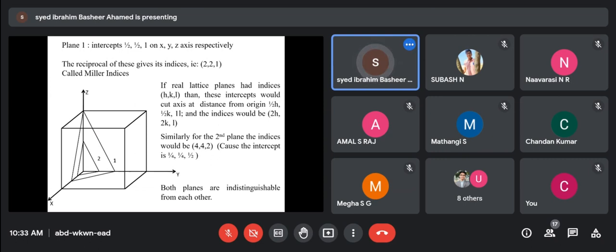It is intersecting the x-axis at a half distance, the y-axis at a half distance, and the z-axis at 1 unit translation. So I can say half, half, 1 on the x, y, z axes. The reciprocal of these intercepts is called the Miller indices. So this plane is indicated as 2, 2, 1. This is the Miller indices.